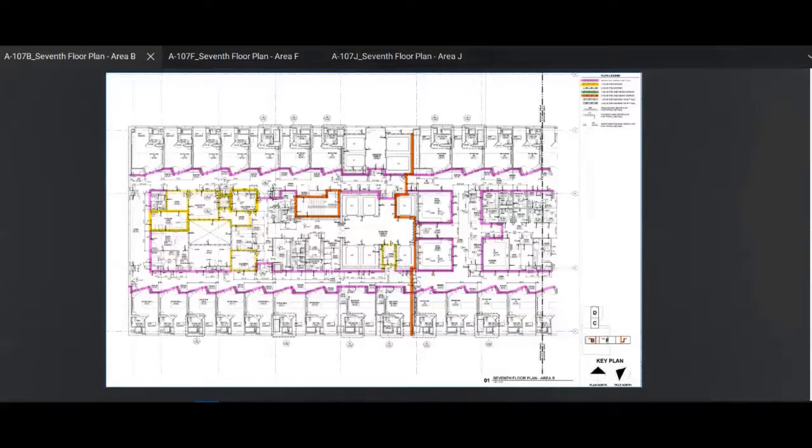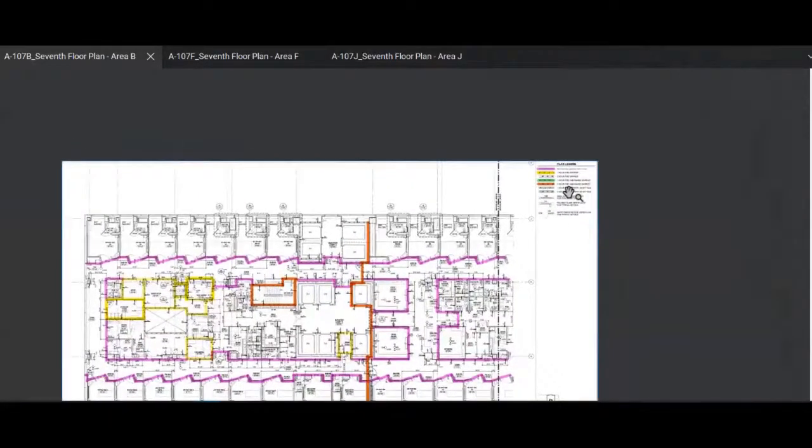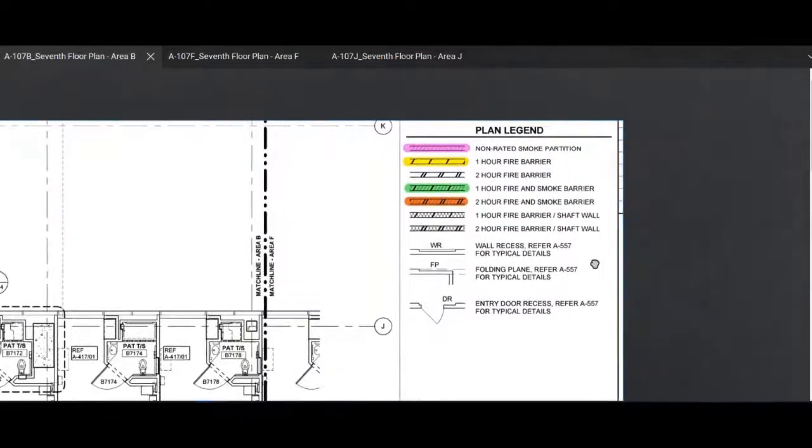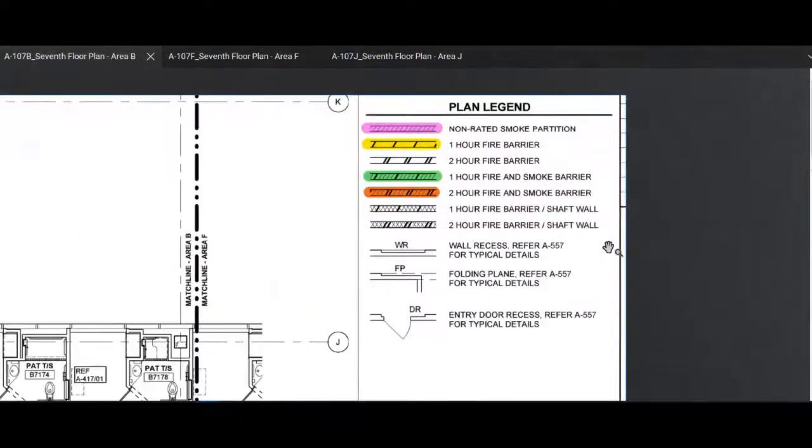Let's take a look at a hospital, a typical floor plan. Because it's so large, it's broken into 3 parts. And somewhere on the page, you will see a plan legend. I like to highlight my smoke partitions, fire barriers, and fire and smoke barriers. In this case, the pink is non-rated smoke partition. So any doors there will be non-fire rated.